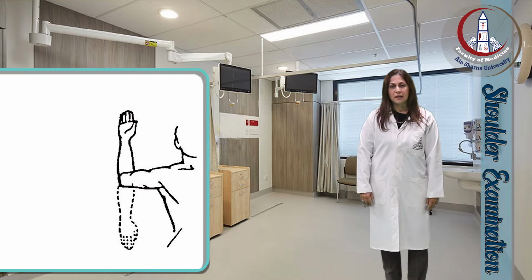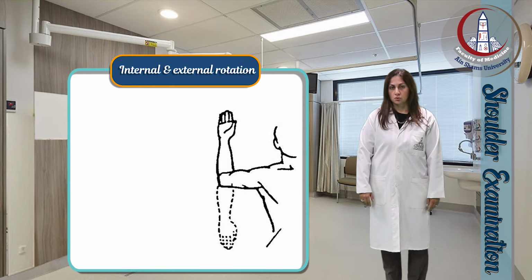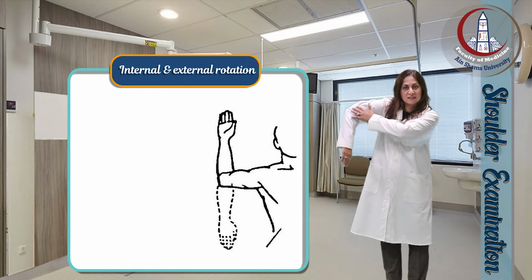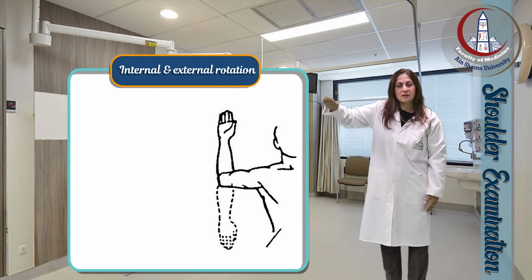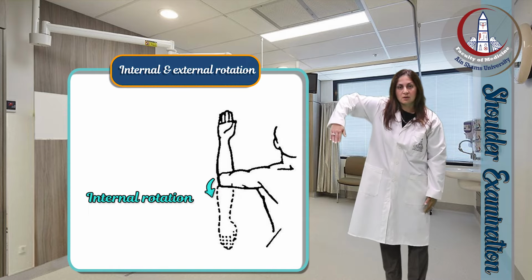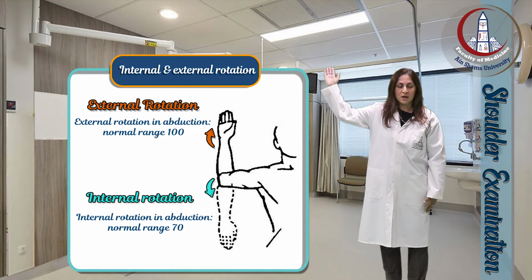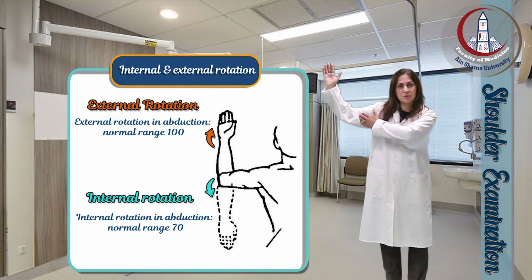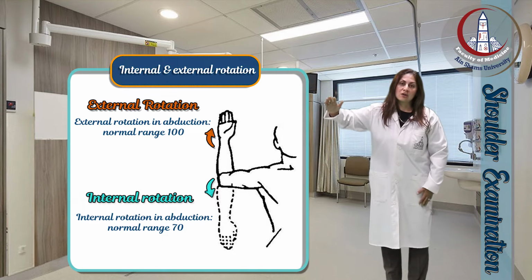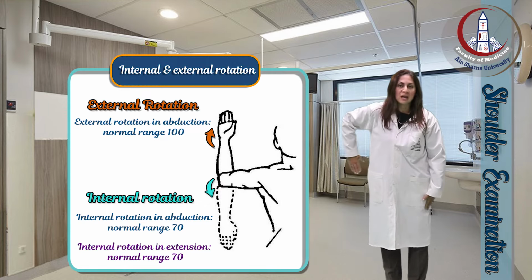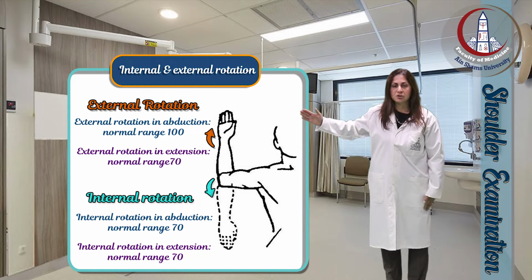As regards the internal and external rotation of the shoulder, these are more easily visualized when you have your shoulder abducted 90 degrees and your elbow flexed 90 degrees. Then we can see that the internal rotation comes to 70 degrees, while the external rotation brings 100 degrees of external rotation. This is true when your shoulder is abducted at 90 degrees. You can also do this movement when your shoulder is in extension, but this way the internal rotation as well as the external rotation will both be 70 degrees.